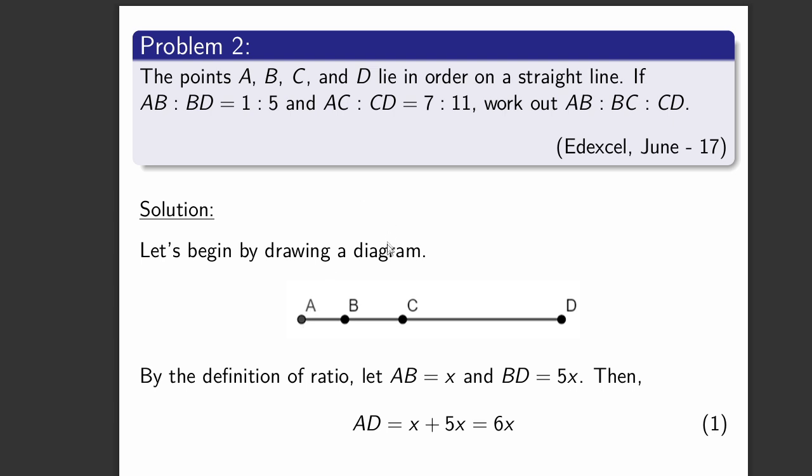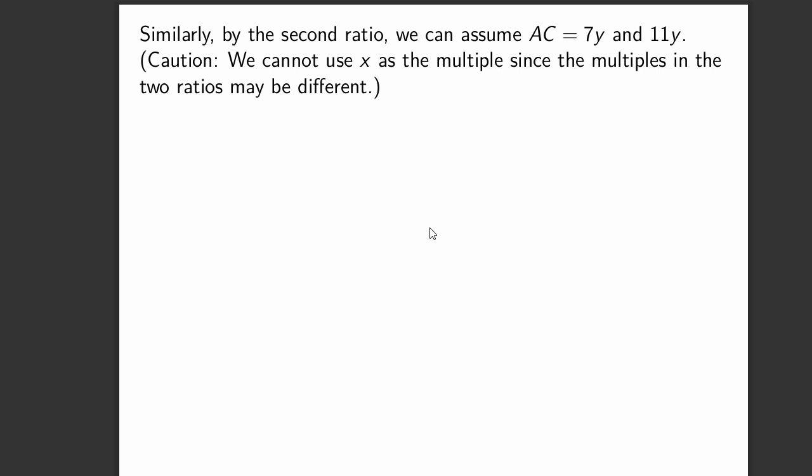All right, now the same segment AD also is divided by point C, and this ratio is 7 to 11. So we can write a similar equation using this ratio. AC is 7y and CD is equal to 11y. So here it should be CD equal to 11y.